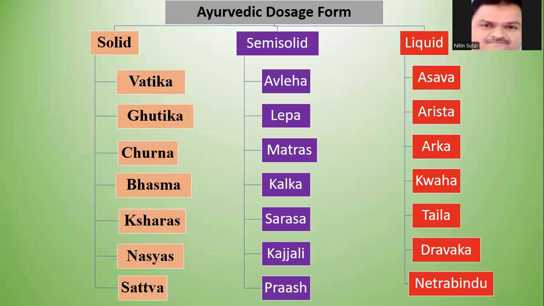Now let's see, the Ayurvedic dosage form is mostly classified into three categories: first solid, second semi-solid, third liquid. Solid dosage forms include Vatika, Gutika, Churna, Bhasma, Shara, Nasya and Sattva. Semi-solid dosage forms include Avaleha, Lepa, Matra, Kalka, Swarasa, Kajjali, Prash. Liquid dosage forms include Asava, Arishta, Arka, Kwatha, Taila, Dravaka and Netra Bindu.